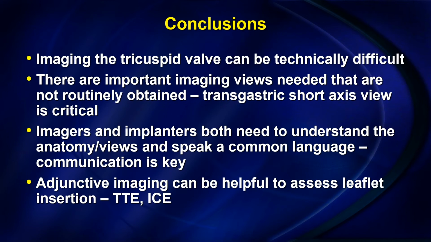In conclusion, imaging the tricuspid valve can be technically difficult. There are important imaging views needed that are not routinely obtained. Transgastric short axis view is critical. Imagers and implanters both need to understand the anatomy and views and speak a common language. Communication is key to this procedure. Adjunctive imaging can often be helpful to assess leaflet insertion, such as transthoracic echocardiography or even intracardiac echocardiography.